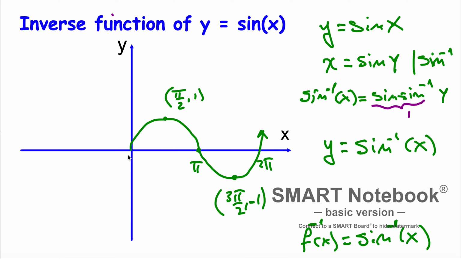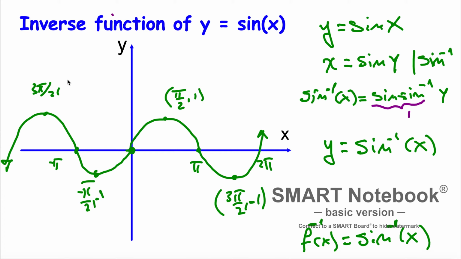And it continues forever. On the other side it is the same thing, so it continues this way. Here is 0, and here is minus pi over 2, and minus 1 at this point here. And this point here is minus pi and 0. And here is 3 pi over 2, and it is 1. And it continues up to minus infinity.